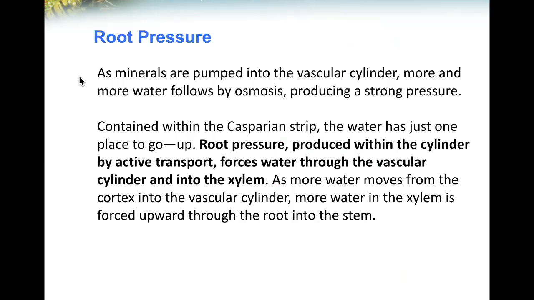As minerals are pumped into the vascular cylinder, more and more water follows by osmosis, producing a strong pressure. Contained within the Casparian strip, the water has just one place to go: up. Root pressure, produced within the cylinder by active transport, forces water through the vascular cylinder and into the xylem. As more water moves from the cortex into the vascular cylinder, more water in the xylem is forced upward through the root into the stem.